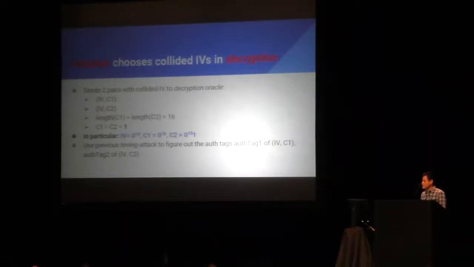So the attacker chooses colliding IVs in decryption. Basically, the attacker sends two pairs. The first pair is IV and C1, the second pair is IV and C2, and C1 XOR C2 is 1. In particular, you just choose a very simple payload: IV is 0, C1 is 0, and C2 is 1. And using the timing attack, the attacker can learn the authentication tags of these pairs.